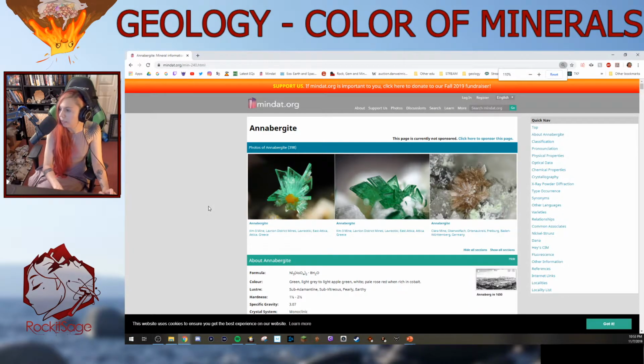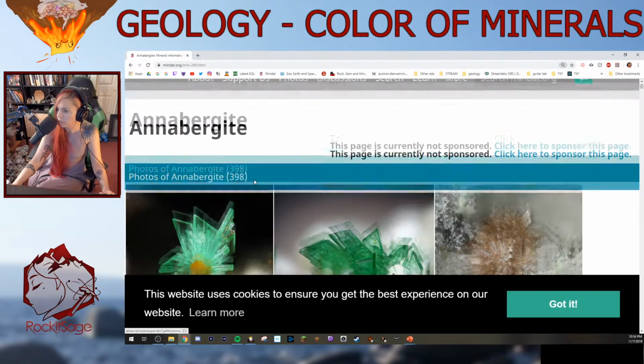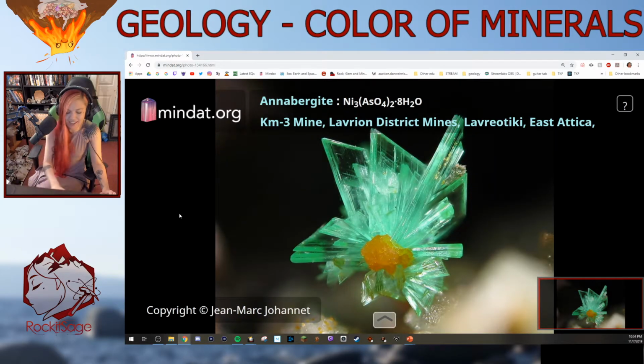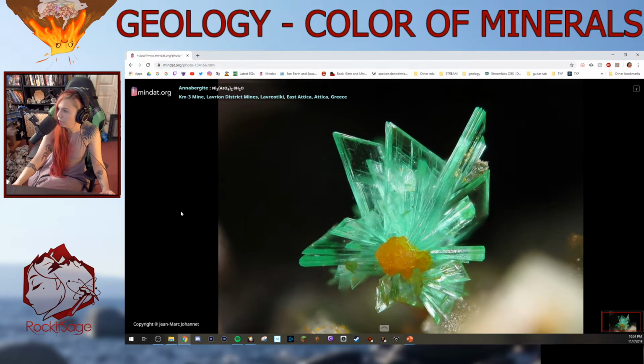Let me make this big. Big. We need you big. Actually, I didn't actually need to do that because I can just do this. That's really pretty though. It's translucent, nice vitreous luster. Again, that has to do with the light reflecting off of the plane.